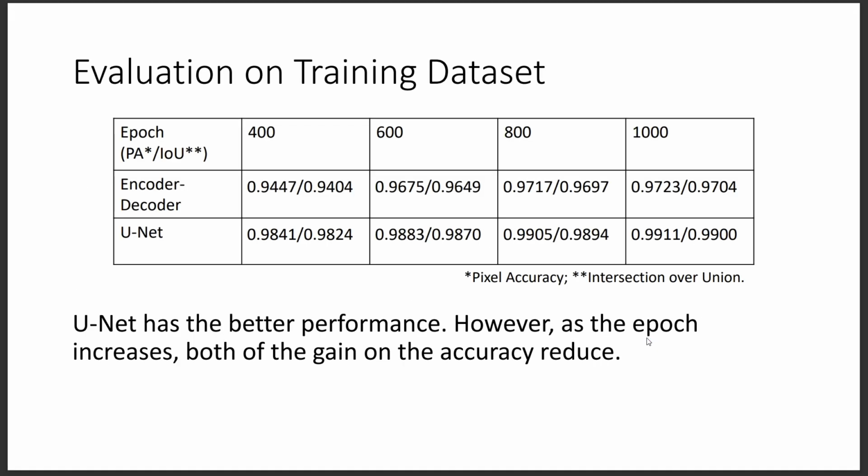And here's our evaluation on the training dataset. The columns are evaluated under different epochs. We can observe that UNet has a better performance. However, as the epoch increases, both the gain and the accuracy reduce.